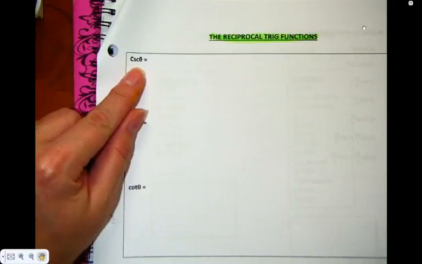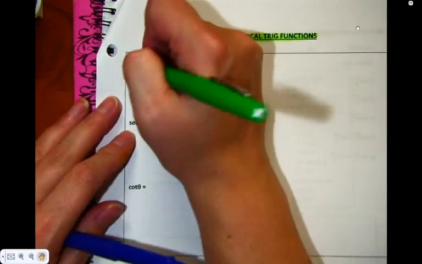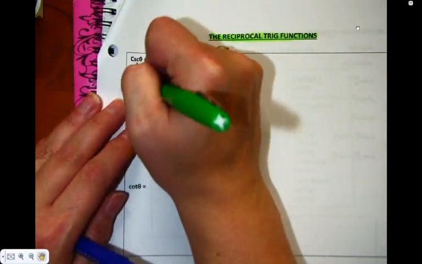Now, the first thing you need to know, this is not ksk, because that sounds stupid. And if you say that to a university professor, they'll think you're stupid. This, we actually call it by its real full name, because the shortened version is stupid. We call it cosecant.